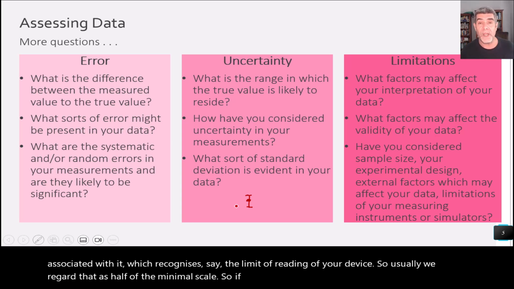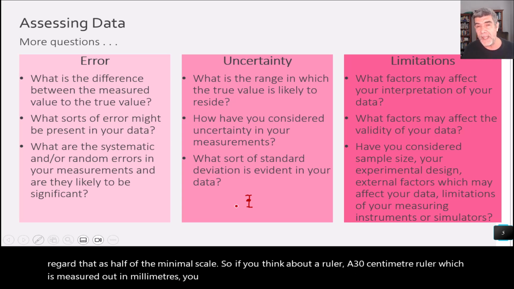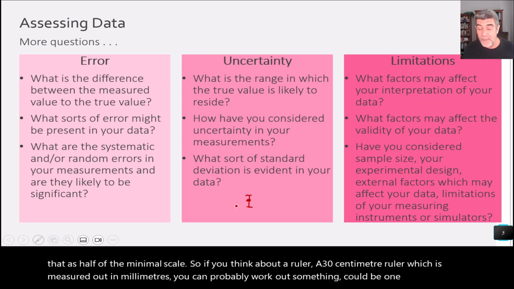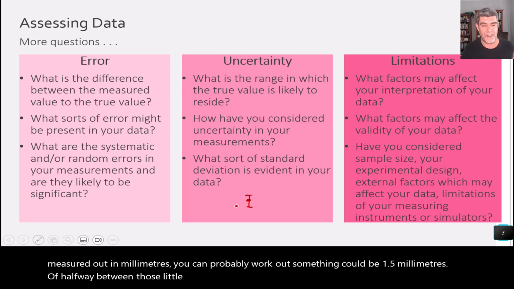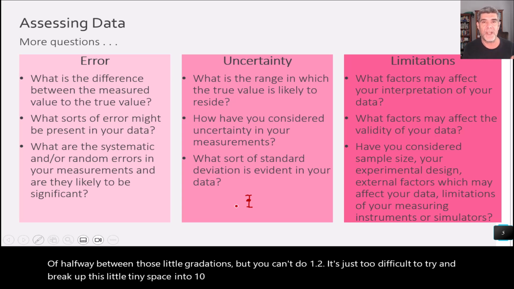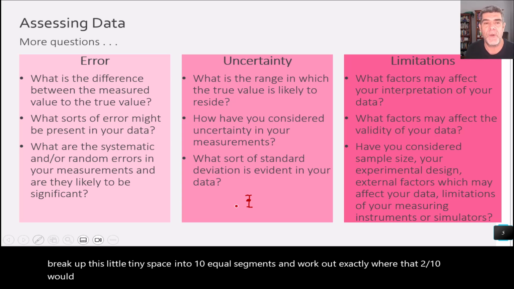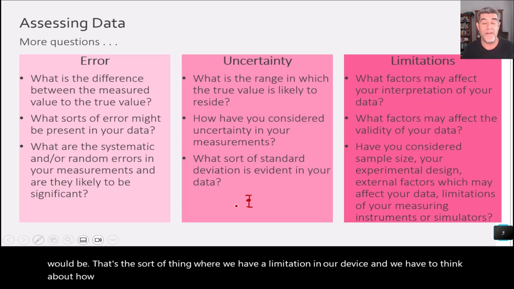If you think about a 30 centimeter ruler, which is measured out in millimeters, you can probably work out something could be 1.5 millimeters. That's halfway between those little gradations, but you can't do 1.2. It's just too difficult to try and break up this tiny space into 10 equal segments and work out exactly where that 2/10 would be. That's the sort of thing where we have a limitation in our device and we have to think about how that might affect our measurements, particularly if we're going to then do calculations.